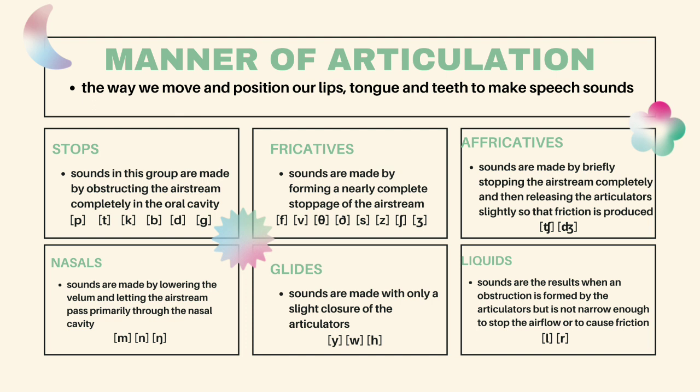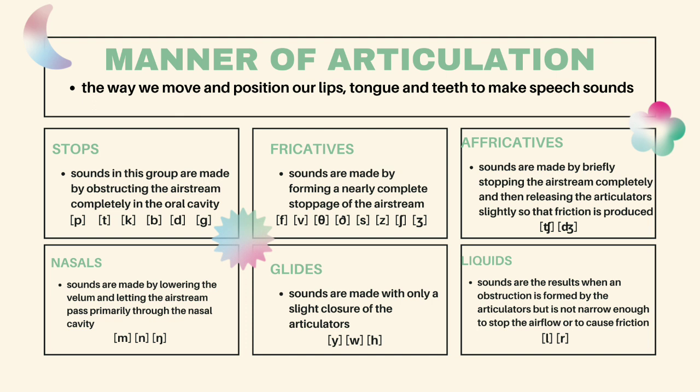So let's proceed to the fifth one. Glides. Sounds are made with only a slight closure of the articulators. The examples are woo, win, yellow. And lastly, the liquids. Sounds are the result when an obstruction is formed by the articulators but is not narrow enough to stop the airflow or to cause friction.